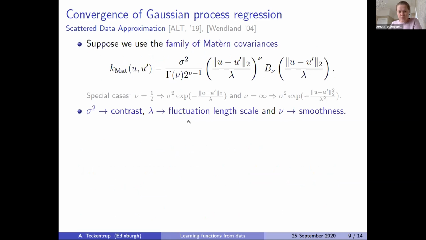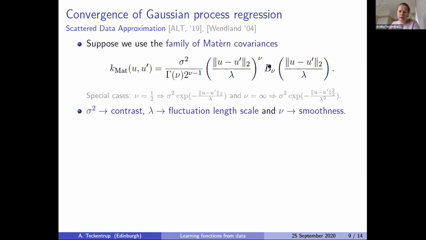So this family has three different hyperparameters. So there's the sigma squared parameter, which is the marginal variance. So that is kind of the contrast parameter, the one that governs how big your oscillations are, the amplitudes of the oscillations. Then you have the lambda, which is the length scale parameter, so the one which governs whether you have just long scale oscillations or very fine scale oscillations, so it's the typical length scale. And then the third parameter is this mu, which governs the smoothness, so how many derivatives your function f is going to have.